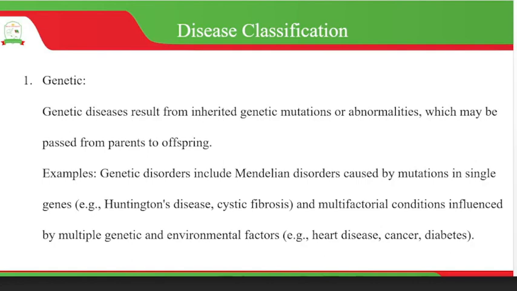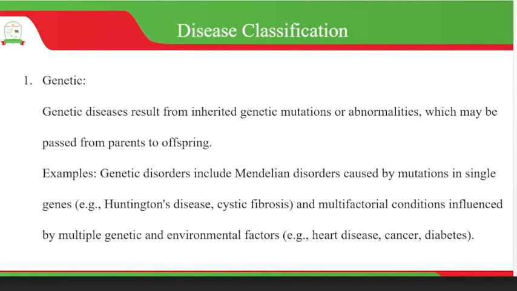So cells may function abnormally when there are genetic diseases. Genetic diseases may result from inherited mutations and these abnormalities may be passed from parents to offspring. So genetic diseases are those diseases that one is born with, where the genes or the characters are passed from the parents to the offspring.